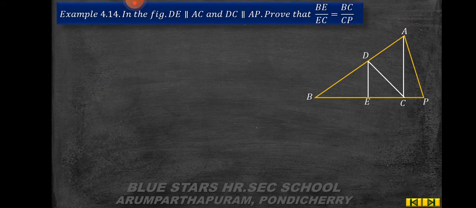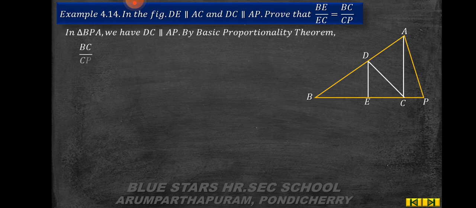Example 4.14. In the given figure, DE is parallel to AC and DC is parallel to AP. Prove that BE by EC is equal to BC by CP. So in triangle BPA, we have DC is parallel to AP. By the basic proportionality theorem, BC by CP is equal to BD by DA. This is your equation number 1.